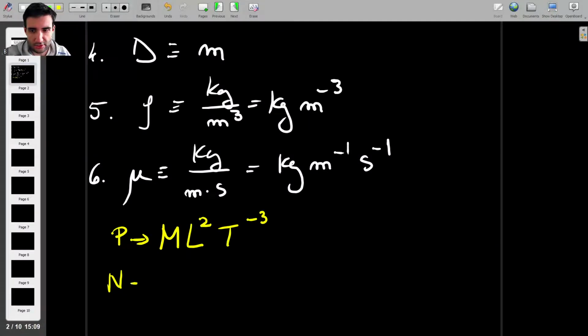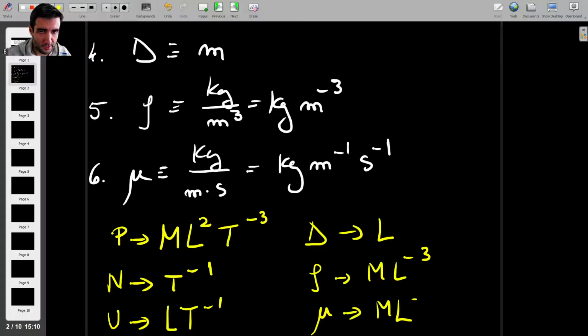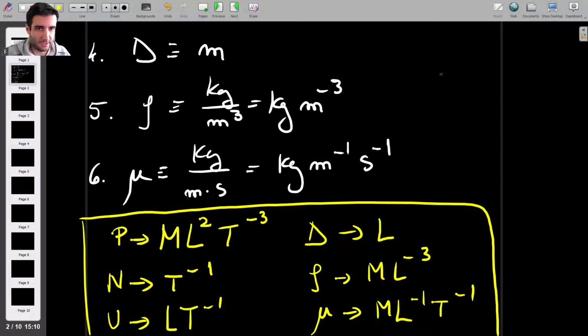Then n, the rotational speed, is going to be T to the minus 1 instead of second to the minus 1. Then U is meter per second, so it's going to be L T to the minus 1. Then we have diameter, which is L. Density is M L to the minus 3, and mu is M L to the minus 1 T to the minus 1. So those are our 6 variables. Let's write here that we have 6 variables.